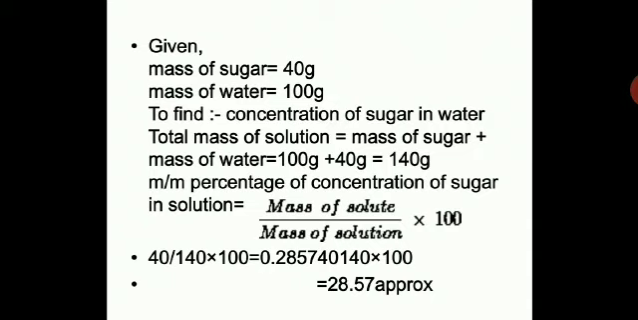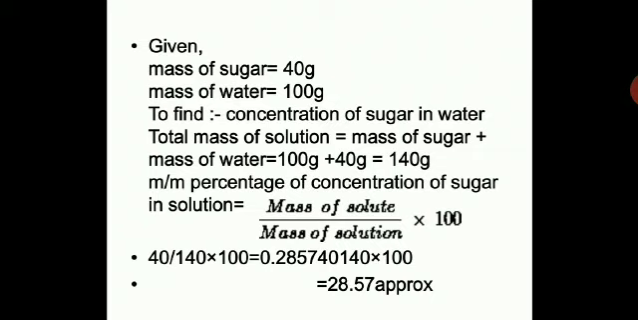Then you have to calculate mass by mass percentage, m by m percentage of concentration of sugar in solution. So the formula will be mass of solute upon mass of solution into 100. So 40 by 140 into 100. 40 divided by 140 will give you 0.2857, into 100. That will be equal to 28.57 approximately. So this calculation should be clear with you, children. I hope it's clear. Mathematically you can calculate and check.